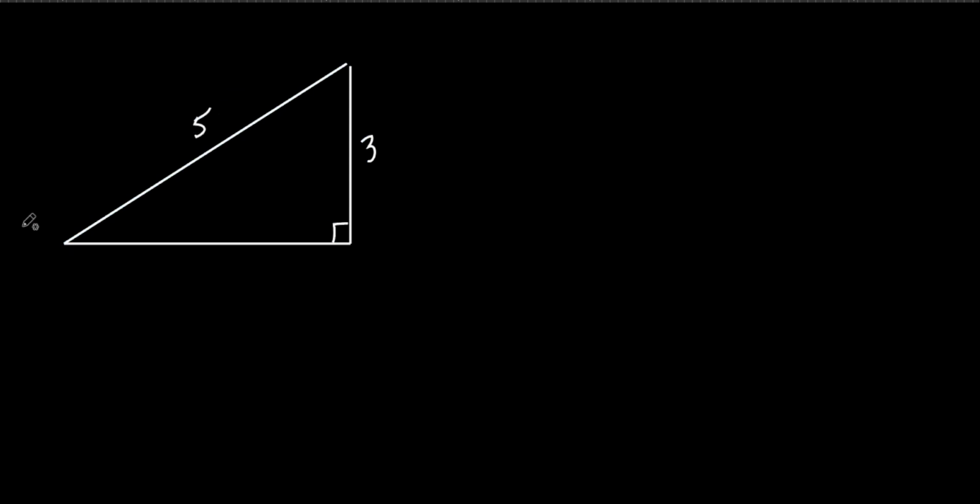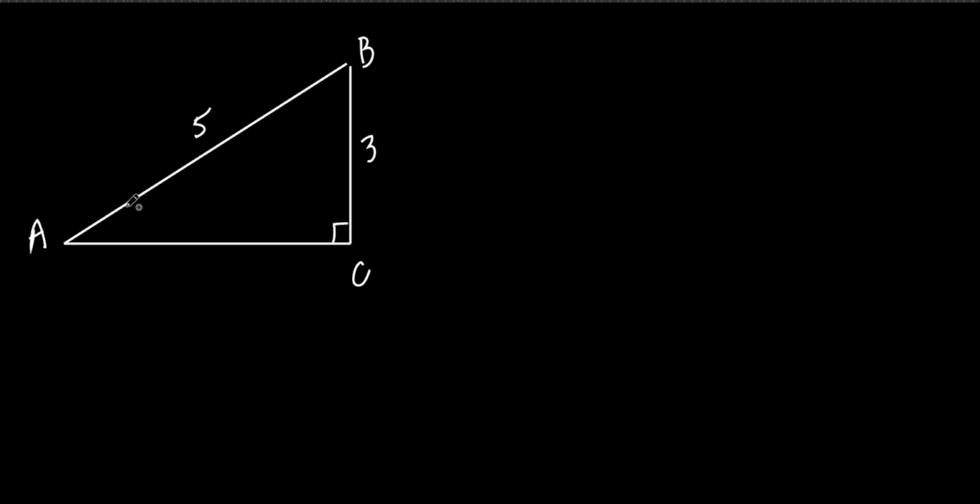I drew my right triangle just a little different than the last one, but that's okay. All right, so here's a right triangle. I'm going to give you kind of easy numbers right here, 3 and 5. I'm going to call this angle A, call this one B, call this one C.